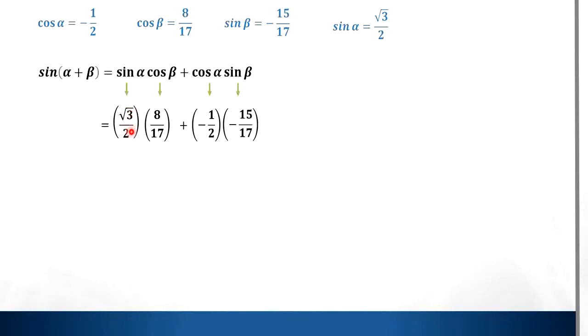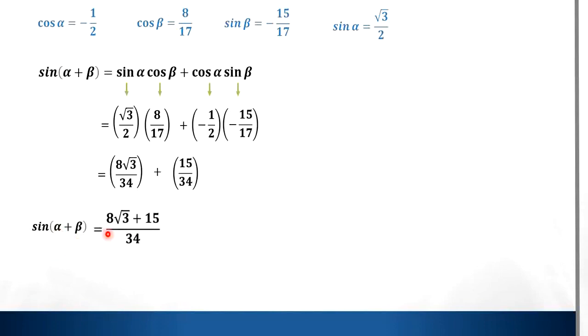Square root of 3 over 2 times 8 over 17, that is equal to 8 square root of 3 over 34. Copy the plus sign. And negative 1/2 times negative 15 over 17, that is equal to 15 over 34. And this time, similar fractions, simply add the numerators and copy the same denominator, meaning our sine alpha plus beta now is equal to 8 square root of 3 plus 15 all over 34.